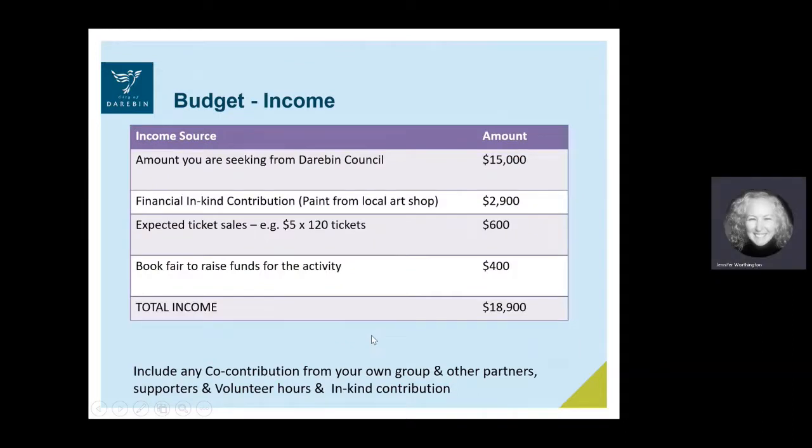So with your income, let's say you're applying for a grant that's $15,000. You might have in-kind contributions. So if it's an art exhibition, you might have paint donated to the value of $2,900. You might be selling tickets for the event, and you might also have a book fair to raise funds. All up, the cost of your income will be $18,900.